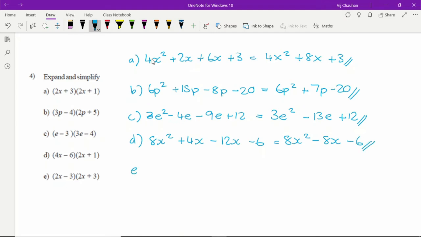And then finally for E, we get 4x squared plus 6x minus 6x minus 9. And that simplifies with 6x and 6x cancelling each other out, in which all we're left with is 4x squared minus 9. And there we go.